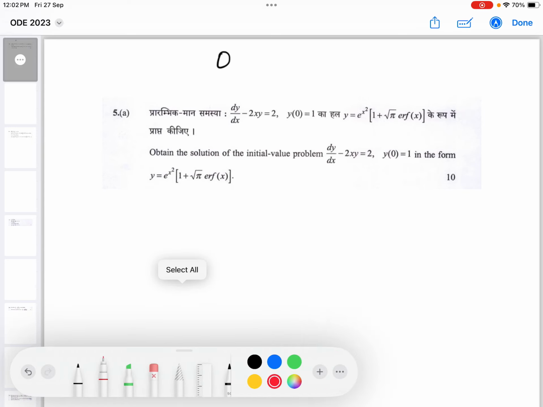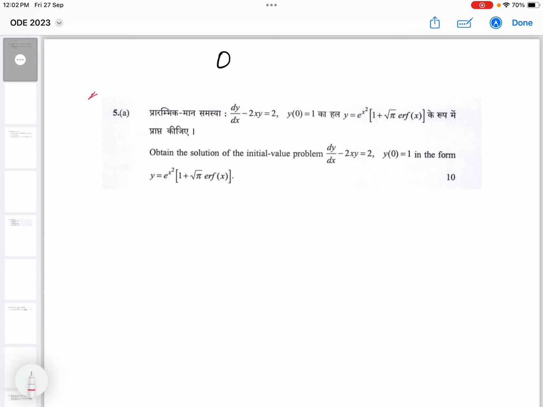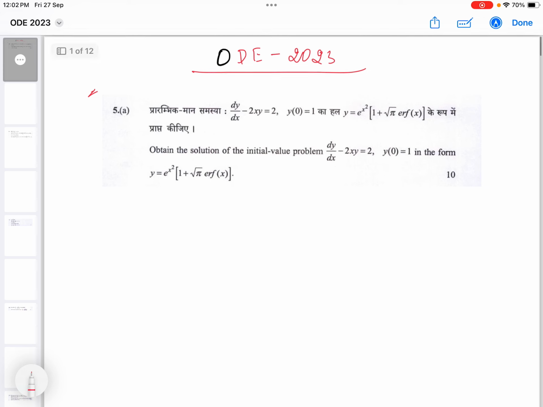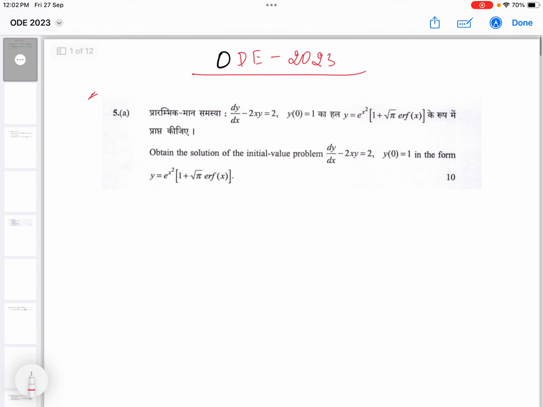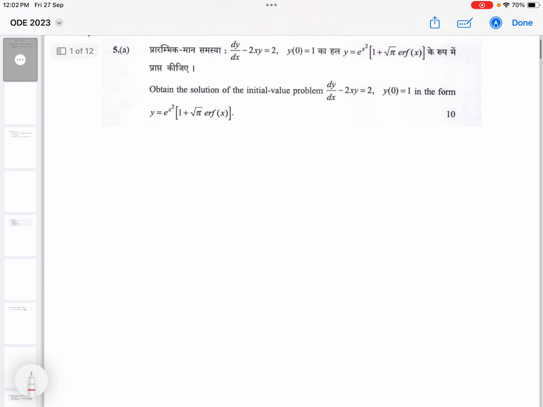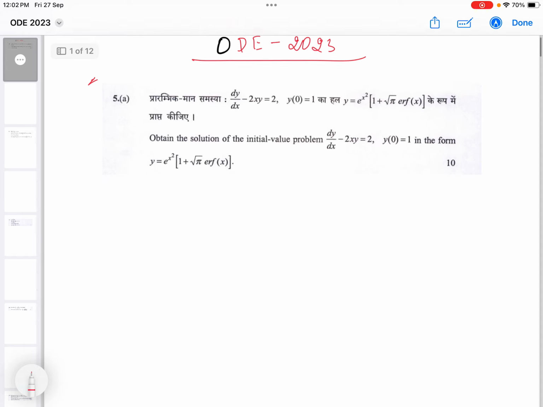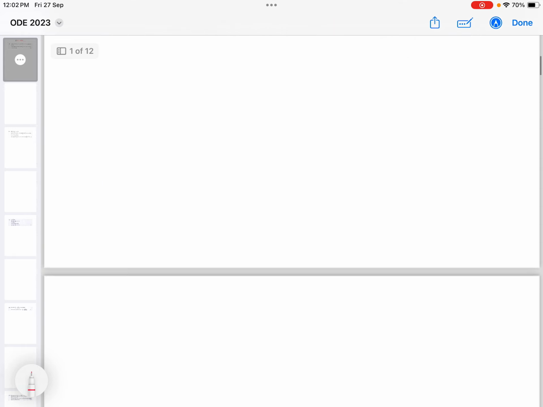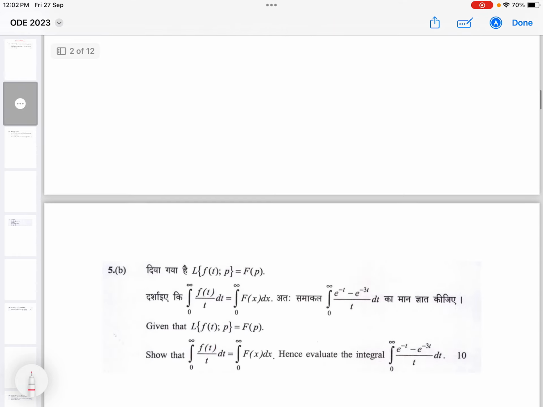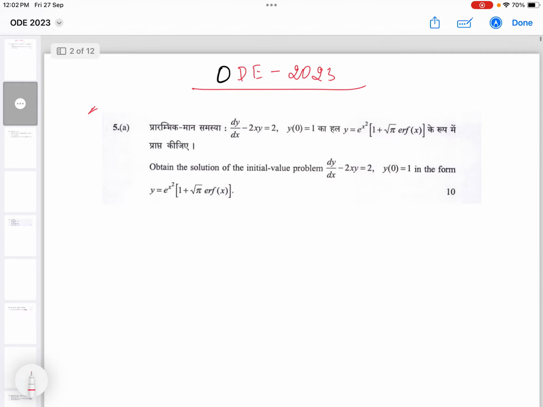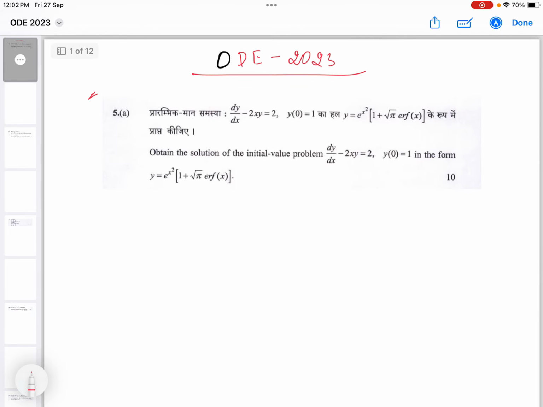Welcome all. Today we'll be solving ODE from year 2023. It comprises around 6 questions in total, in different sections. Question five is compulsory and comprises 2 questions, and the other 4 questions are optional type. So we'll be starting from the first one.